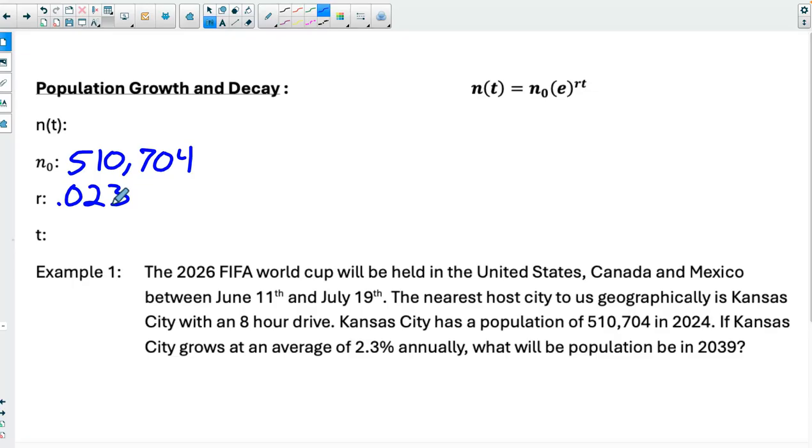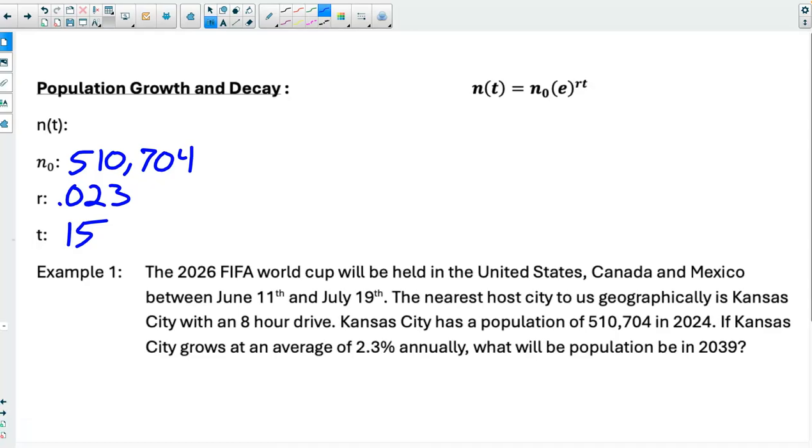Time, how much time has passed between 2024 and 2039? Oh, in 2024. Yeah, my bad. I was looking at that first one. Thank you. 15? Yeah. So we're looking at 15 years. So let's just fill everything out.